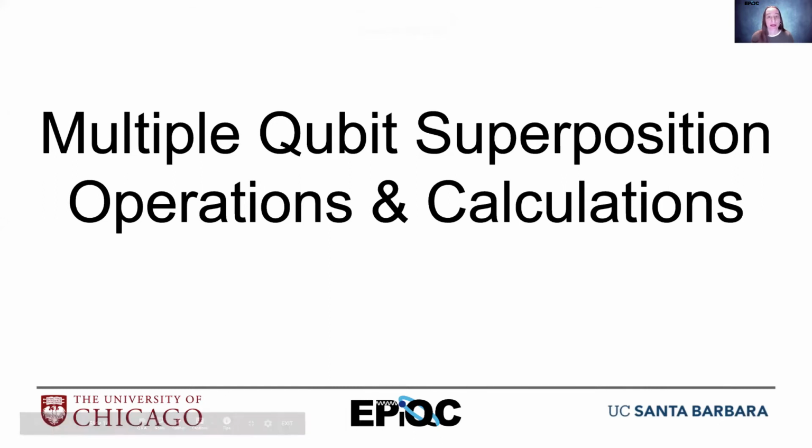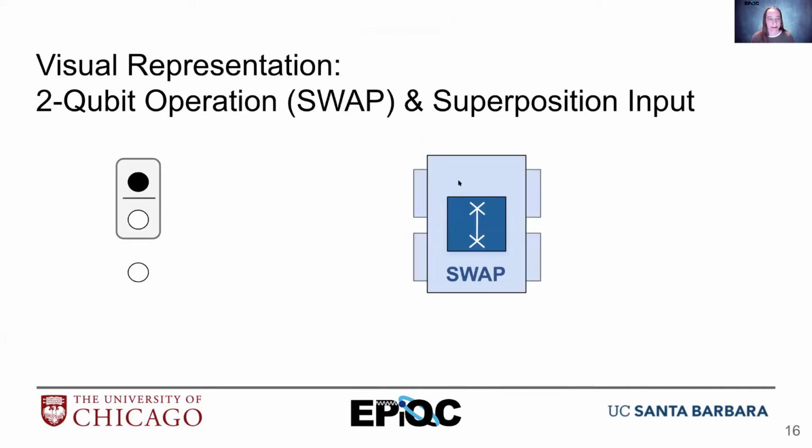Okay, now that we've seen how to do multiple qubit calculations, both in visual and mathematical notation, now we need to see how we use multiple qubits with superposition for the operations and the calculations. All right, so let's look at the visual representation. So I have this qubit operation, swap, and I have a superposition input.